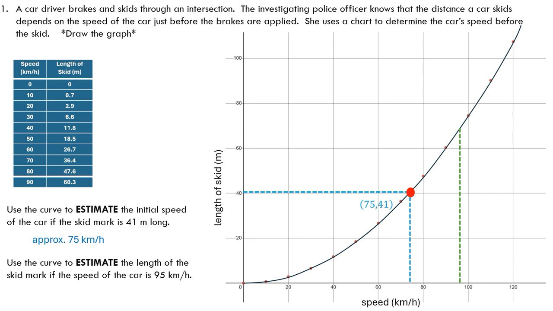We draw a line straight up from there until it reaches the curve of the parabola, and then we draw a straight line from there until it reaches the y-axis, and it reaches at this point right here, which tells us that at a speed of about 95 kilometers an hour, the length of the skid will be 70.